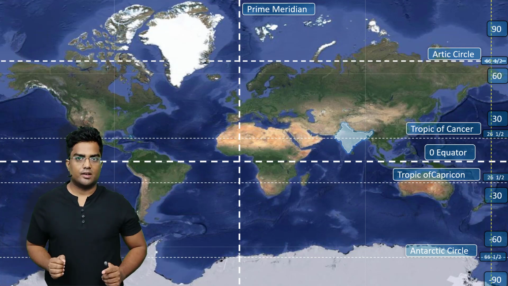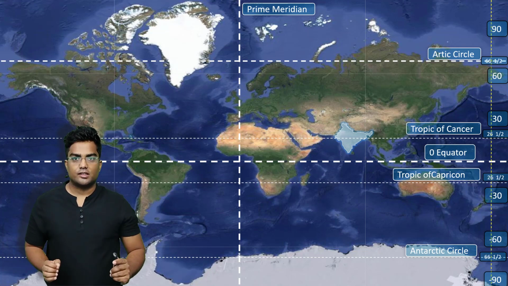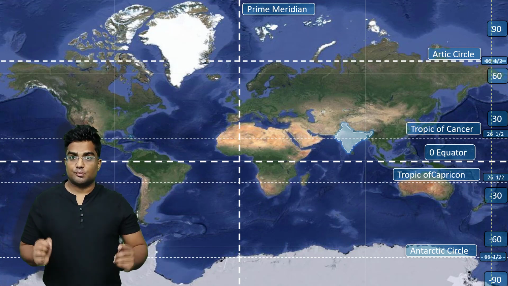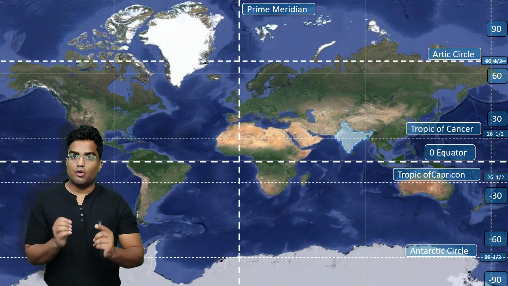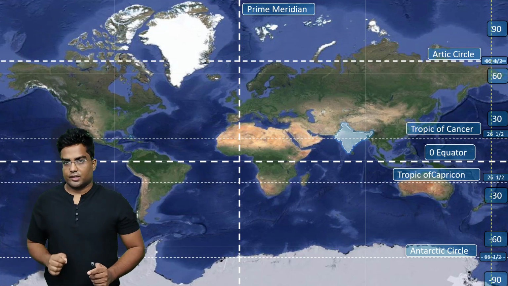These are imaginary lines. And we can create as many imaginary lines as we want. Why? Because they are imaginary lines. We can create as many imaginary lines to divide the whole map. So where is India located? That's the most important question.